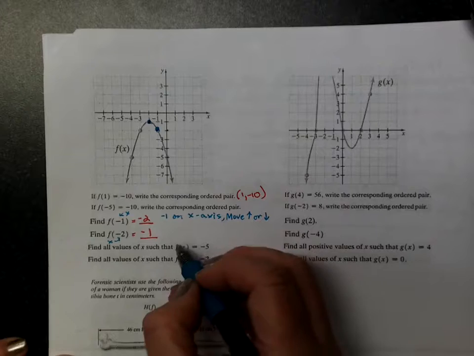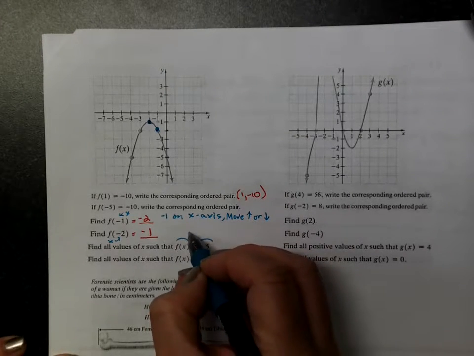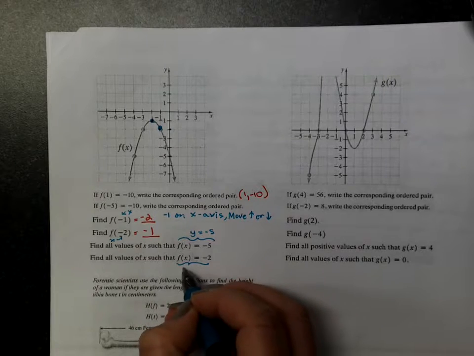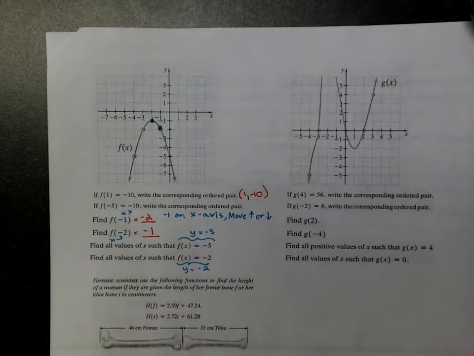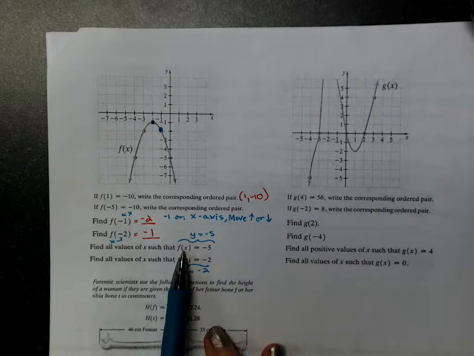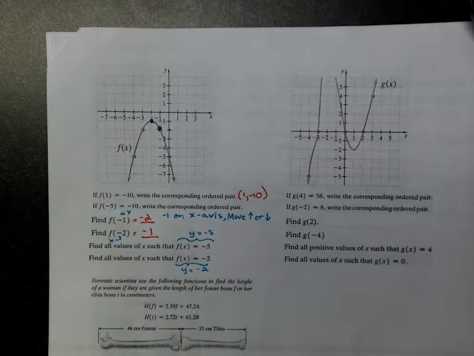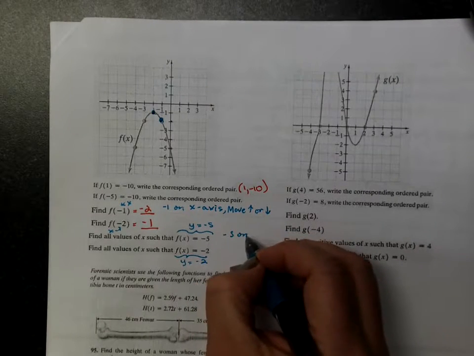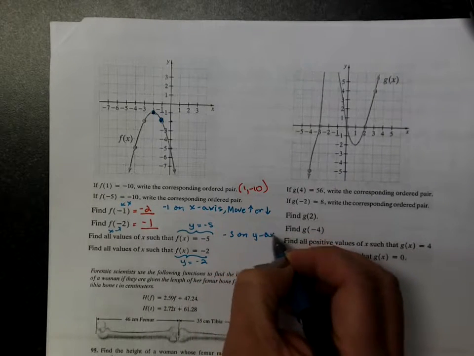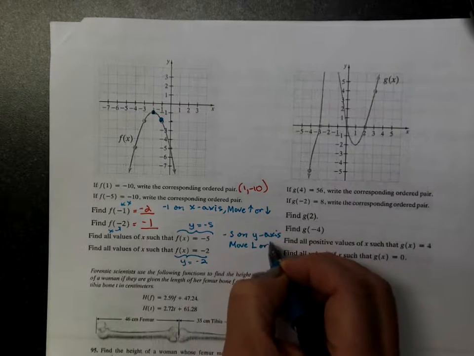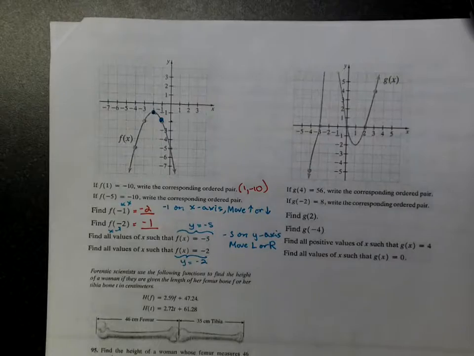This entire thing, remember, means y equals negative 5. Like just this one, it means y equals negative 2. The value of the function, in other words, y, the value of the function is negative 5. So you know your y. So on this one, you put negative 5 on the y-axis, and then move left or right. And you may hit the graph more than once for these.